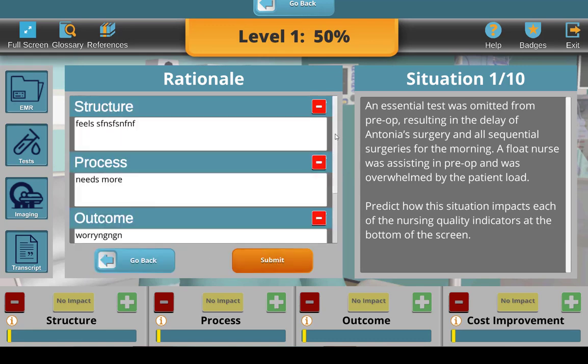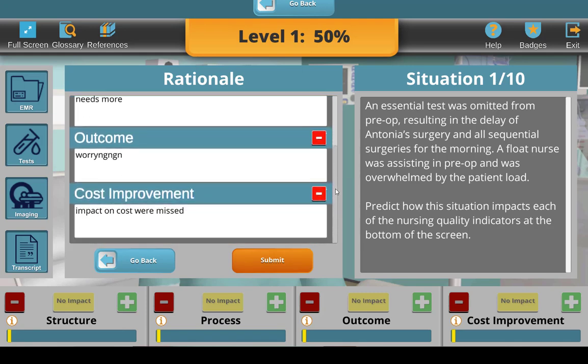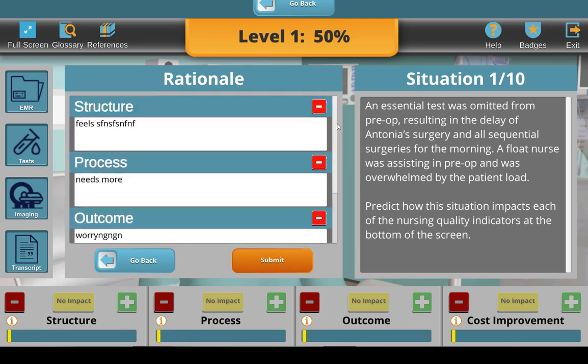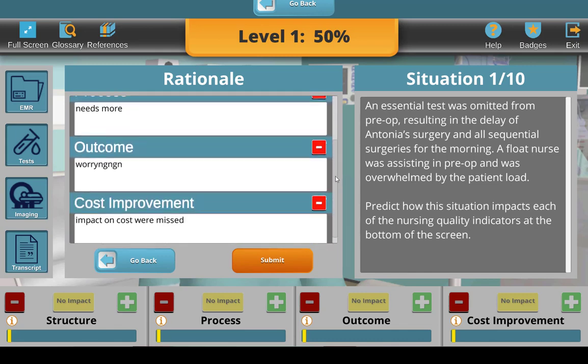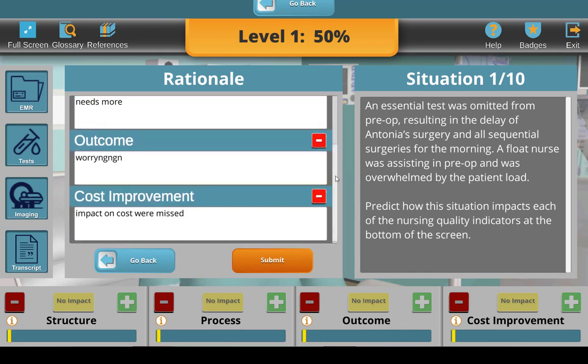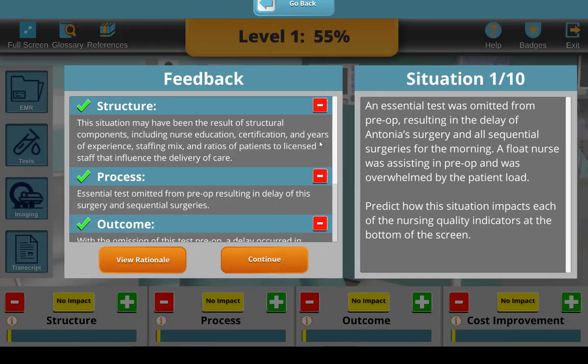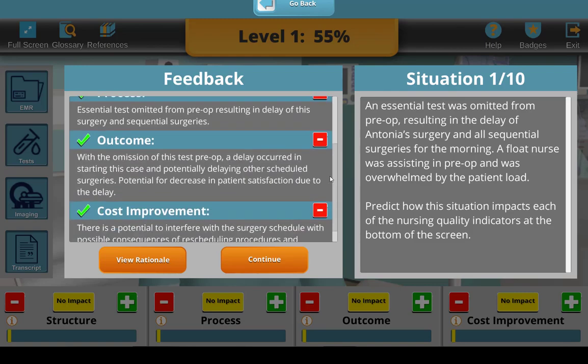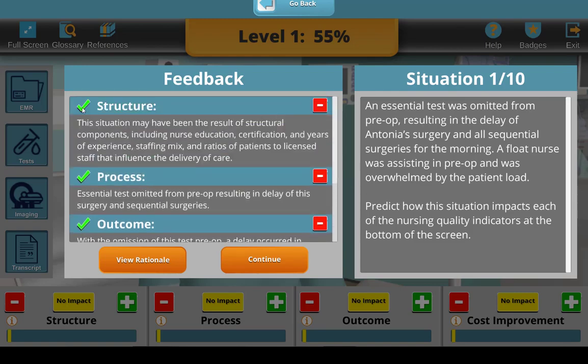Okay, so we have said that we believe that because her EKG was almost missed before her surgery, that has a negative impact on our 4 components. And we say why. So we're going to submit, and right away we learn that we got green check marks. So that means we've gotten all of those correct. What it also does is it also shows the learner right away what the full correct rationale is. So even if they wrote down the exact same thing we did, we're going to make sure that they see it so they immediately get that feedback, and they further cement their learning.